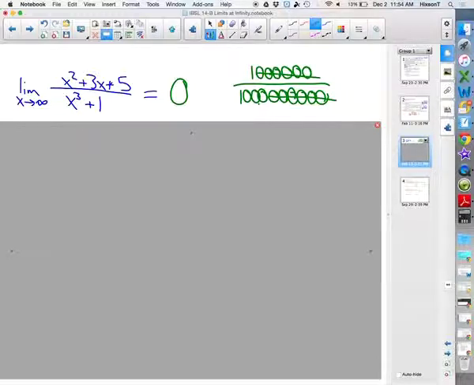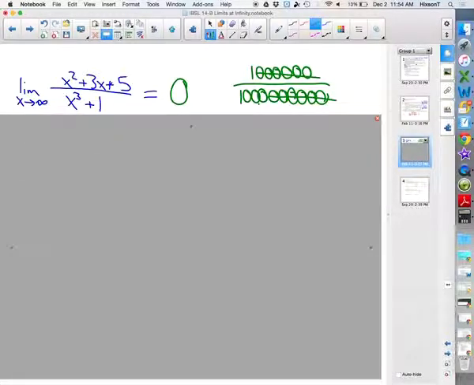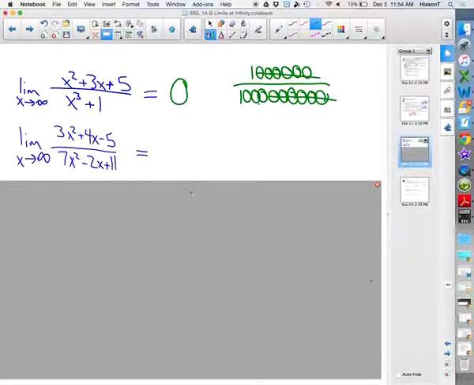The limit is continually approaching 0. Okay? So the asymptote is 0? Yeah, the asymptote's at y equals 0. The limit as x approaches infinity equals 0. Okay. How about this one? 3 over 7. Okay? 3 over 7.